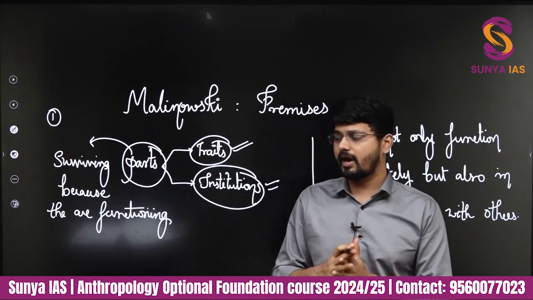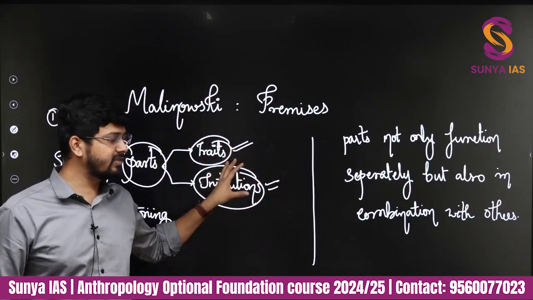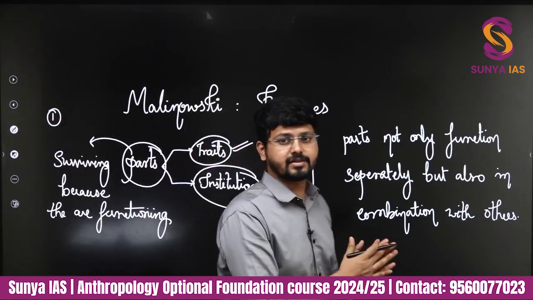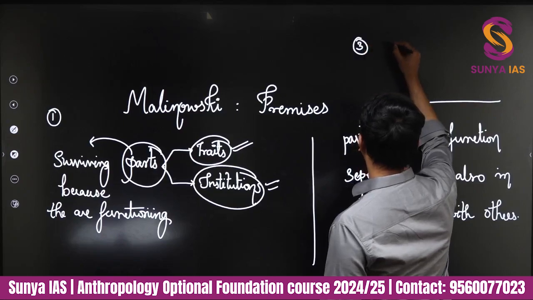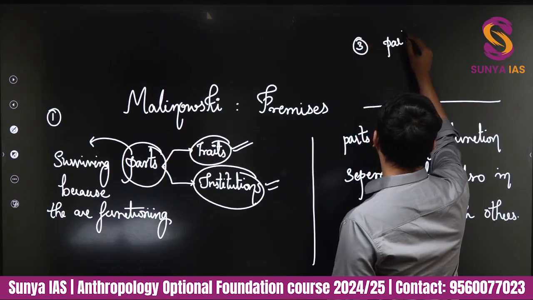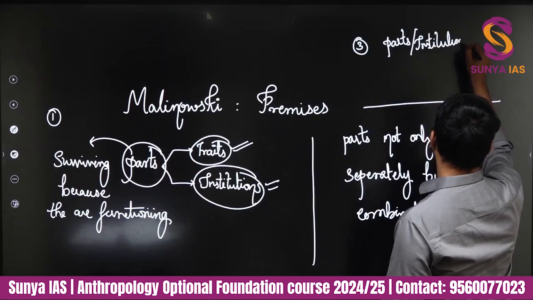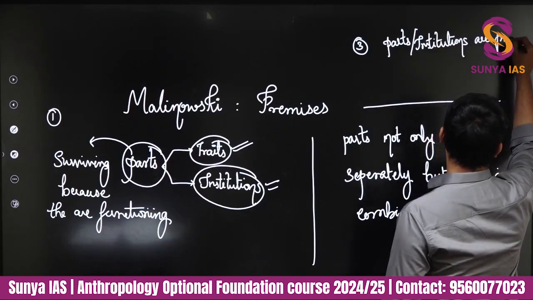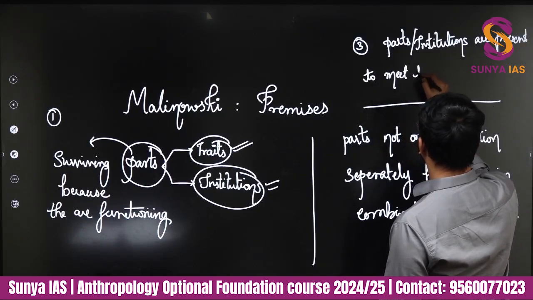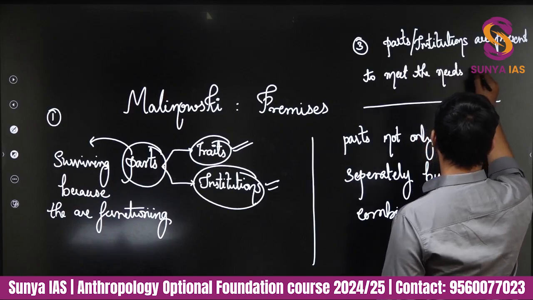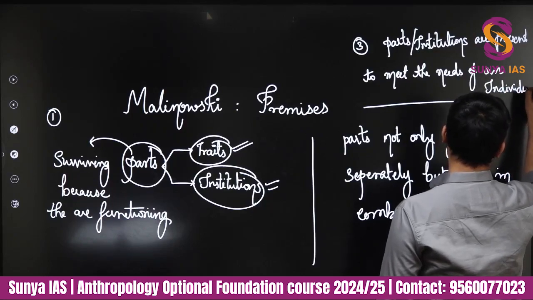And the third premise is that these are there in the culture to meet the needs of an individual. Why are these parts there? Why are institutions present, or why is any trait present? They are present to meet the needs of an individual. So parts and institutions are present to meet the needs of an individual. Here the focus word is individual.